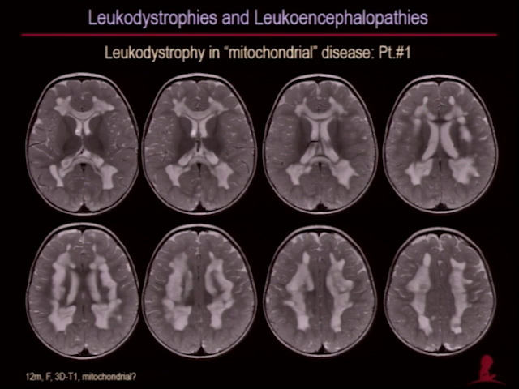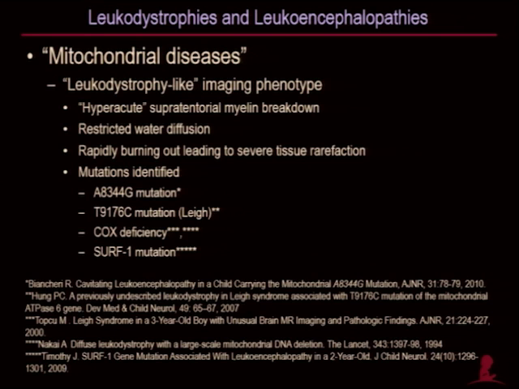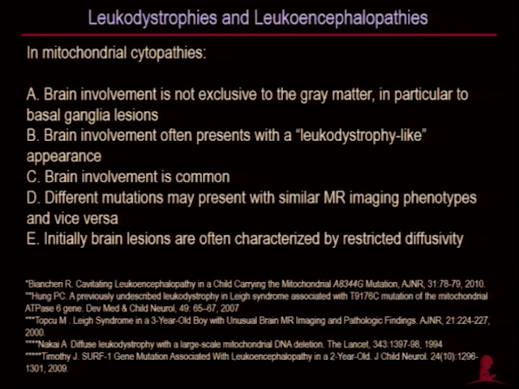Very rapidly necrotizing conditions, which are characterized by restricted diffusivity at the beginning of the disease, before the brain gets to a complete meltdown and the burned-out stage. And this is a very characteristic appearance, and we start seeing more and more of these. These are hyperacute supratentorial myelin breakdown, characterized by restricted diffusion, rapidly burning out, and a lot of different mutations can present with the same imaging phenotype.